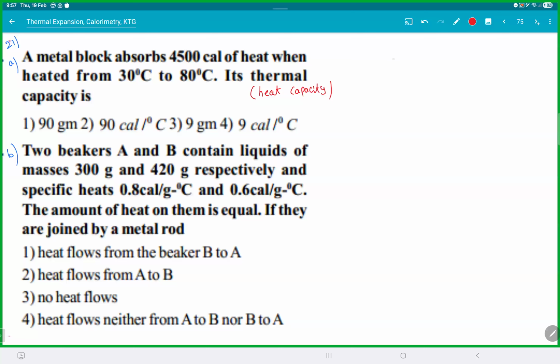So this is a straightforward one. So Q is equal to ms delta T. This ms is your heat capacity. So you're done. So it's 4,500 heat capacity into 80 minus 30, which is 50. 90 calorie per Celsius. That's an easy one. What about the B part?